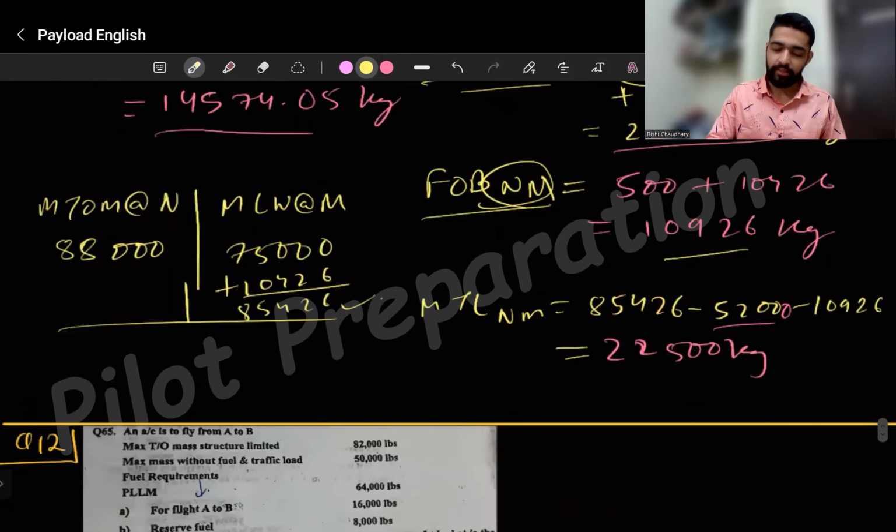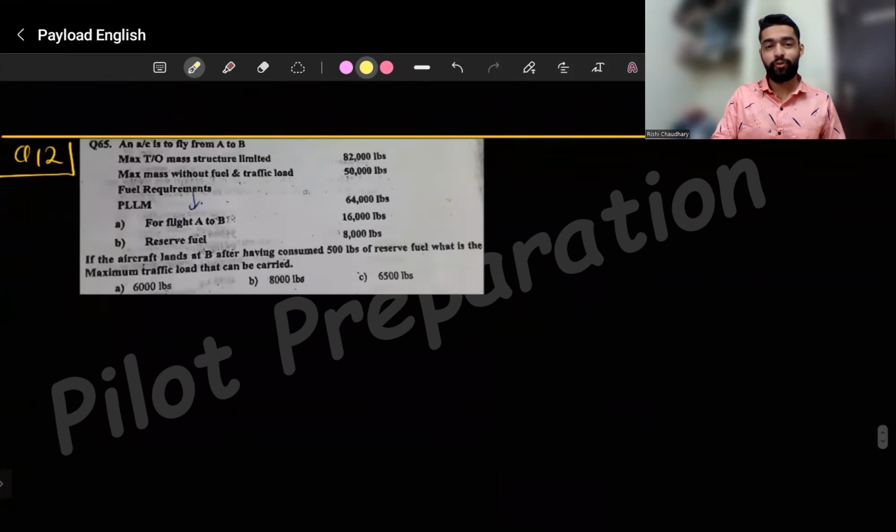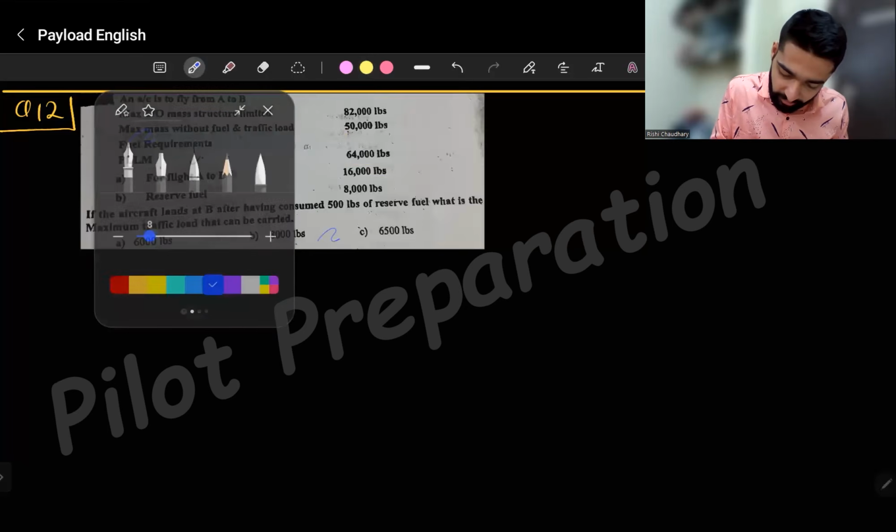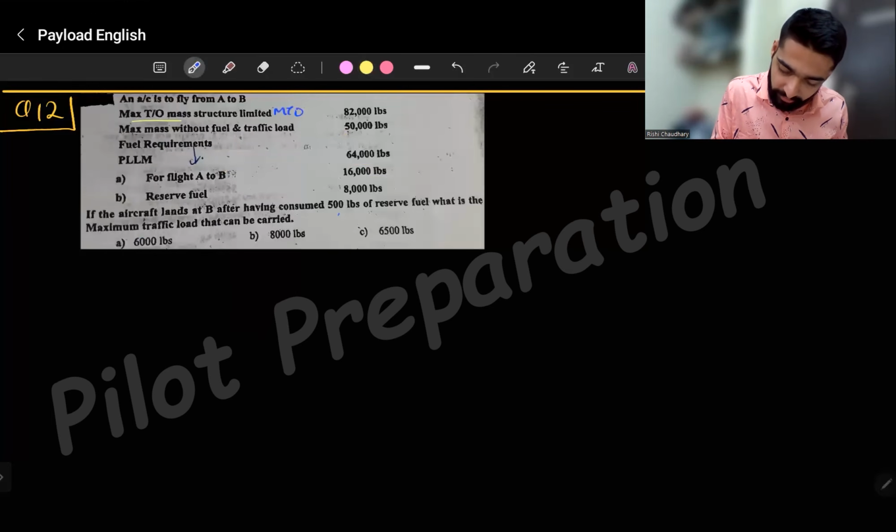Now let's do the last question, which is question number 12. Now let's solve the 12th question. An aircraft is to fly from A to B. Maximum takeoff mass, this is MTOM, is 82,000. Maximum mass without fuel and traffic is dry operating mass, correct? Without fuel and without traffic load, this is dry operating mass. Maximum landing mass is given as 64,000.